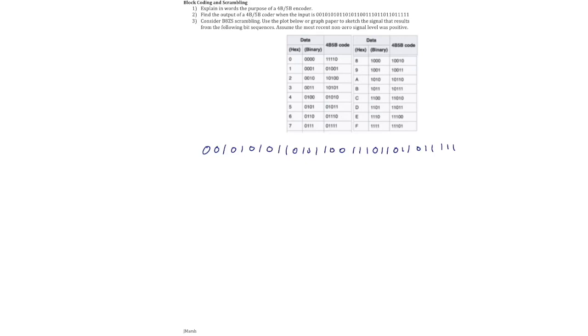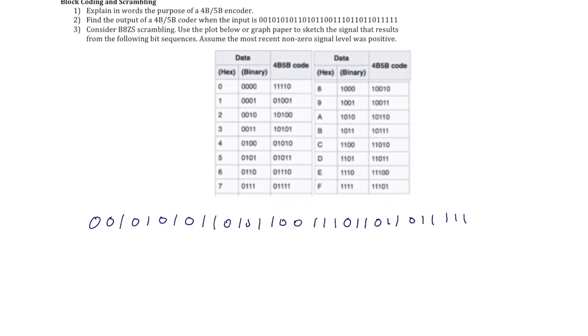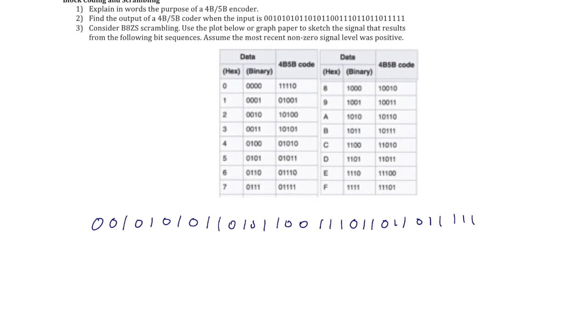Okay, in this video I'd like to do a couple of example problems. The first two problems on this page, in fact, and the first one says, explain in your own words the purpose of the 4B, 5B encoder. And what we see here is the 4B, 5B encoding scheme in this table taken from Wikipedia.